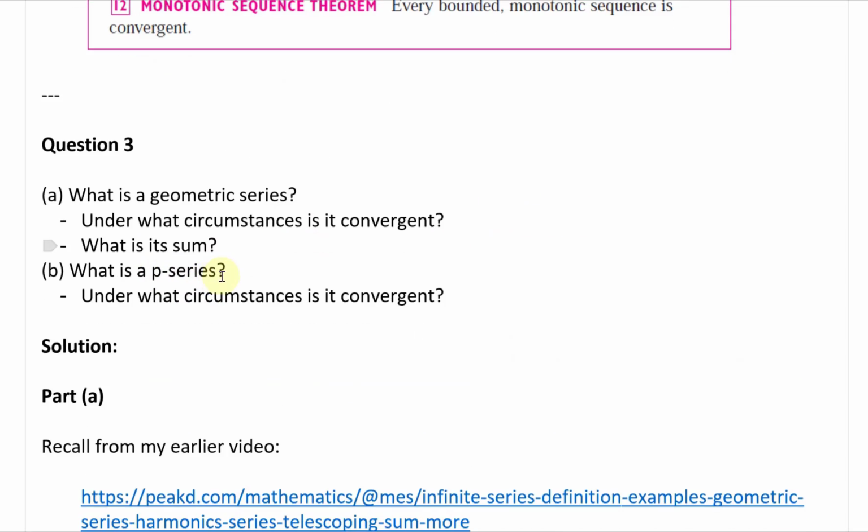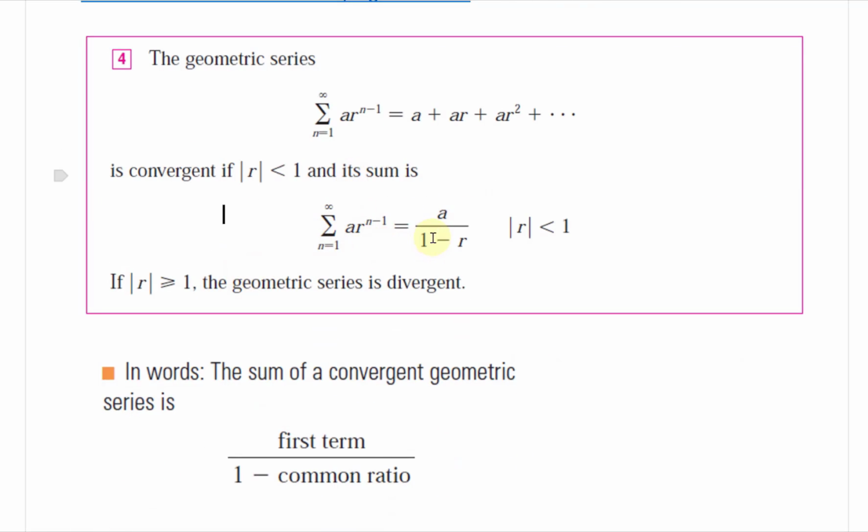And then it says, what is its sum? Its sum is given right here. The summation from n equals 1 to infinity of ar to the power of n minus 1 is equal to a divided by 1 minus r, for absolute value of r less than 1. Notice here's the first term a, and then you have the common ratio. If the absolute value of r is greater than or equal to 1, the geometric series is divergent.